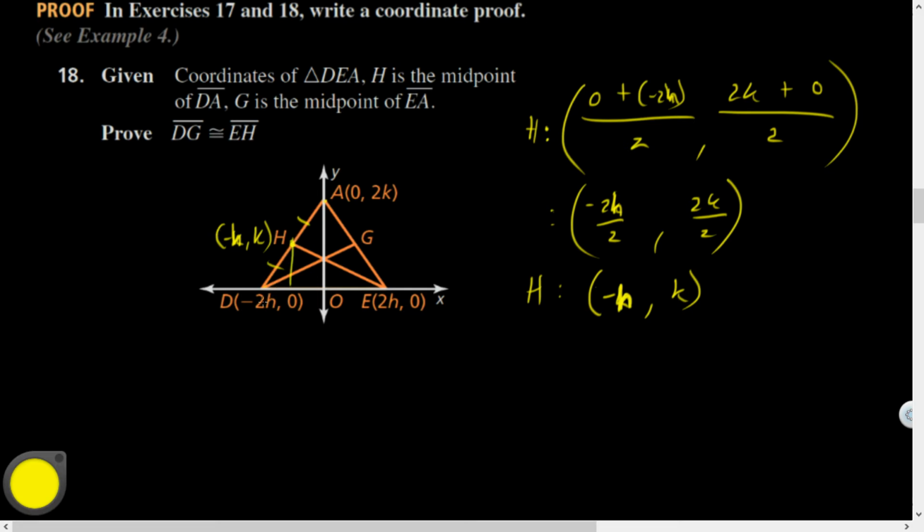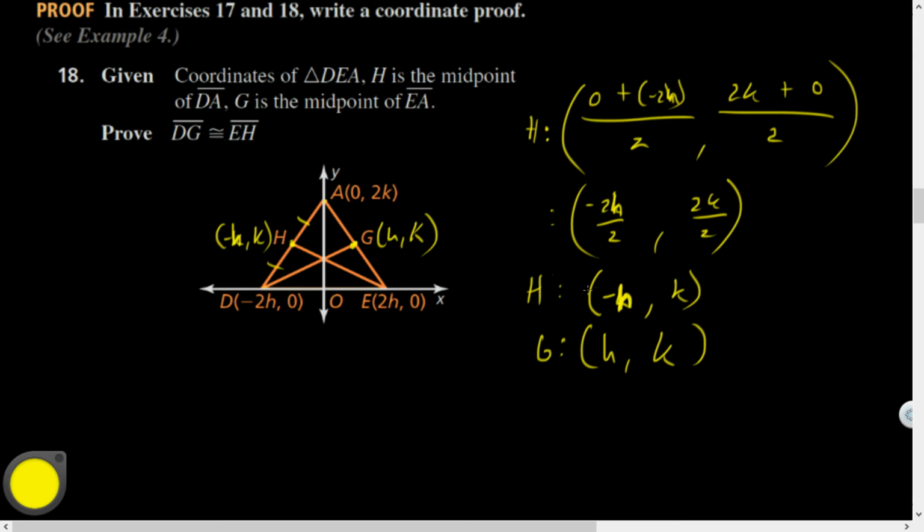Let's see, actually this makes sense. If this is negative 2h over 2, then this would be negative h. If this is 2k high, then this is going to be just k high. It also said that G is the midpoint. So using similar logic, what do you guys think G is? H comma k. I like it. H comma k. And then they asked, let's see. All right, they gave us the coordinates of triangle DEA.